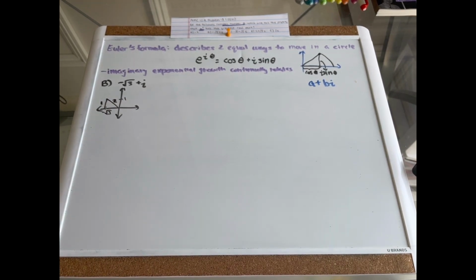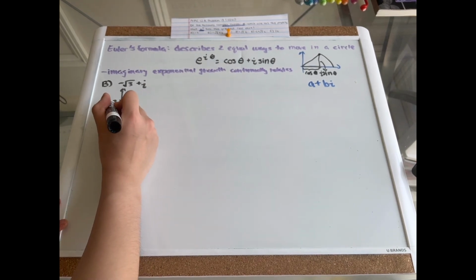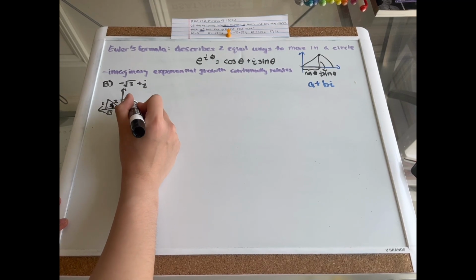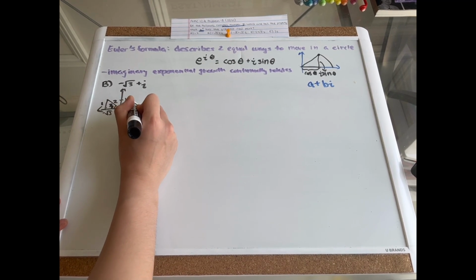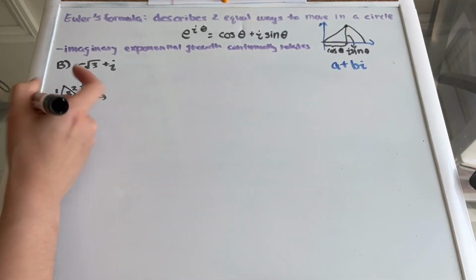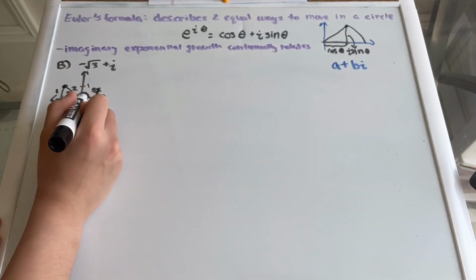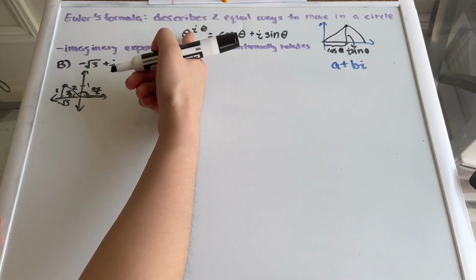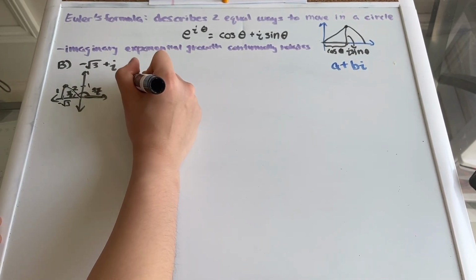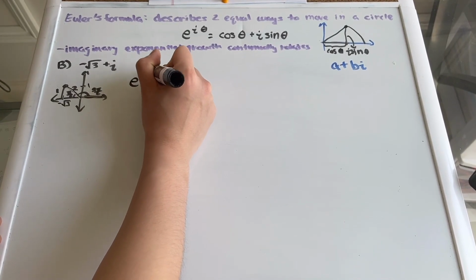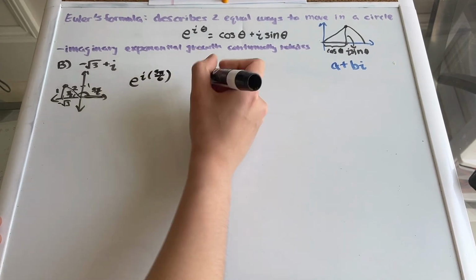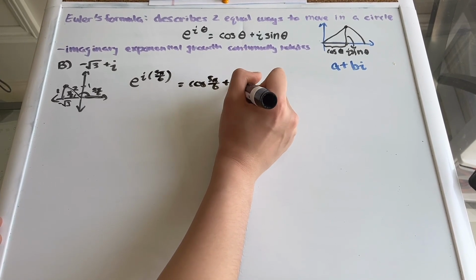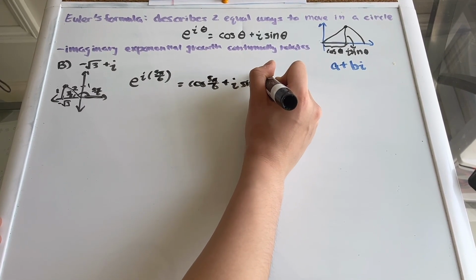Looking at this, we can see that this angle right here is going to be pi over 6. And that means what we are left with right here is going to be 5 pi over 6. This point is rotated from here to here, which is 5 pi over 6. So we can plug this into the equation. It is going to be e to the i times 5 pi over 6, because this is the angle, equal to cosine of 5 pi over 6 plus i times sine of 5 pi over 6.